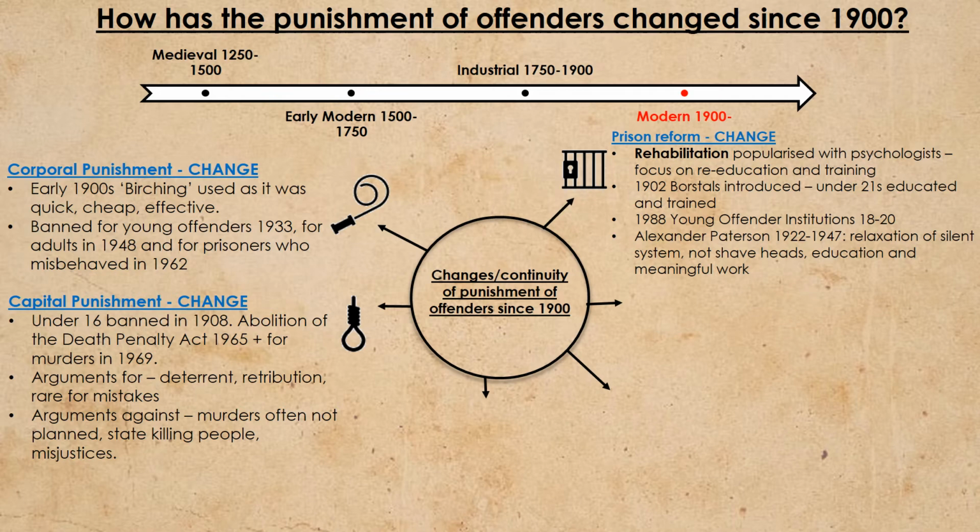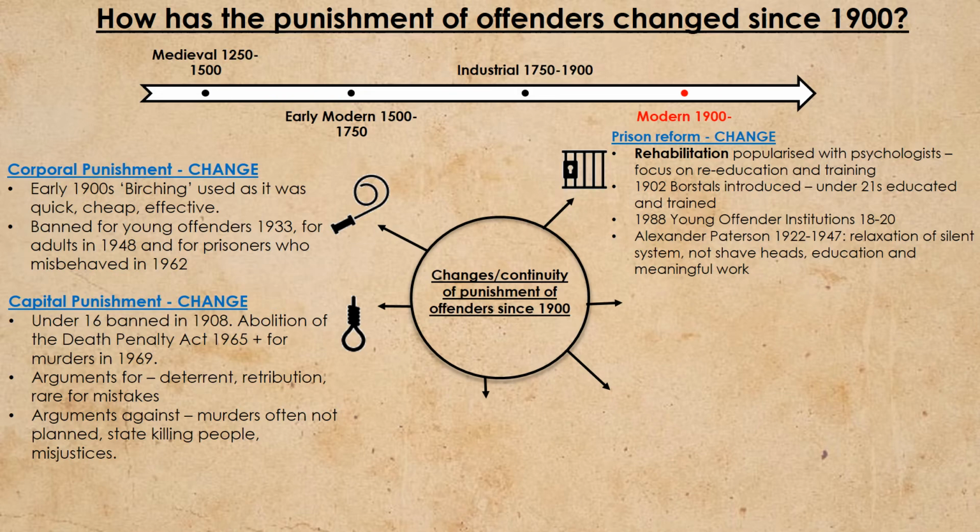In 1902, you get Borstals, which are introduced. Now, these are for under 21, so at that time, that would be considered people who are not adults. And it's here that they're educated and trained. In 1988, Borstals are replaced with young offenders institutions for criminals aged between 18 to 20. And the reason for this is if you put young people, particularly children under the age of 18, under 20, in jails with hardened adult criminals, you are promoting what is called the criminal class, the idea that these young offenders will then be influenced by those around them.